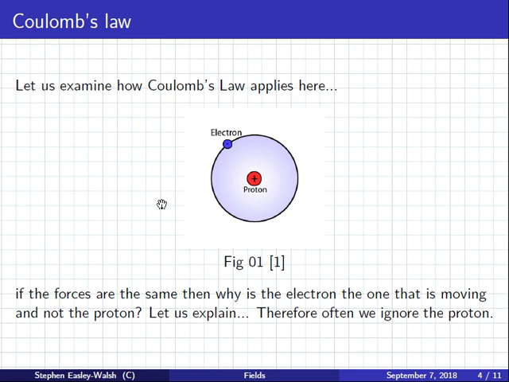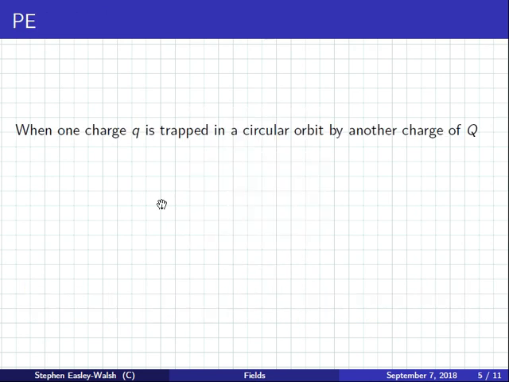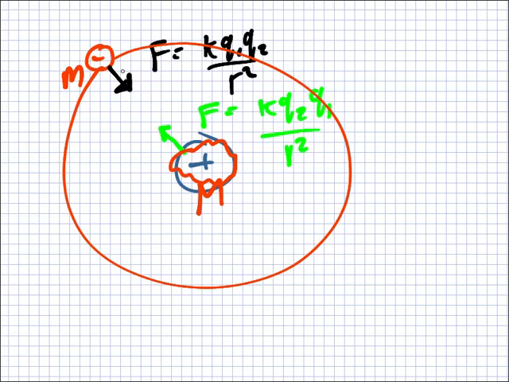When one charge, Q, is trapped in a circular orbit by another charge, big Q, it will have a negative potential energy. You know this from chemistry, this electron is trapped. Remember we said if something is trapped, its potential energy is negative. In fact, you know the name of this energy in chemistry. What do you call the energy the electron needs to be free? Or maybe I should phrase that differently. What type of energy is used to free the electron? What's the adjective?